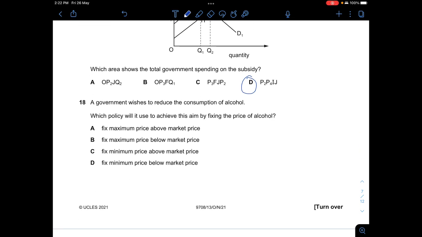Question 18, the government wishes to reduce the consumption of alcohol, and which policy will be used to achieve the aim by fixing the price of alcohol? Assuming that the price equilibrium is at this point, I'm just going to draw dotted lines. Then that means that in order to reduce the consumption, your supply must decrease and your demand must decrease. So in this case, you need to set a minimum price above equilibrium. So that will be something like this. Alright, so you need to fix a minimum price above market price. So the answer is C.